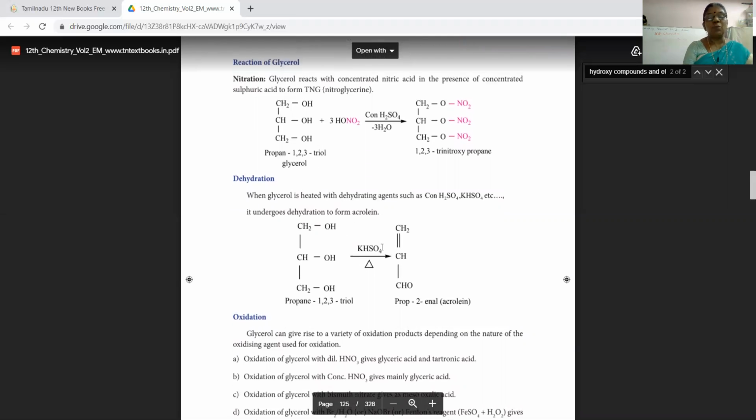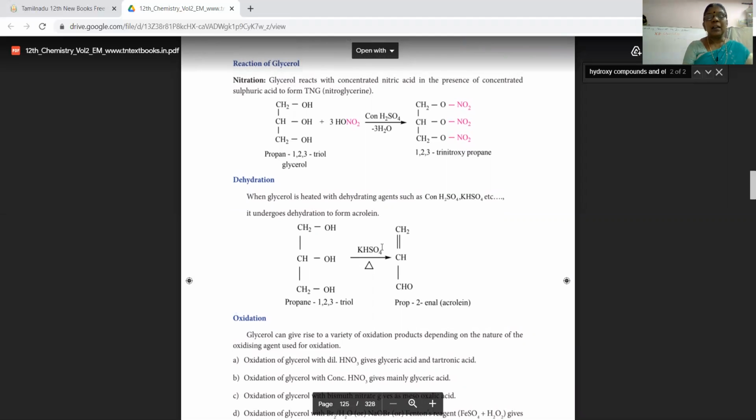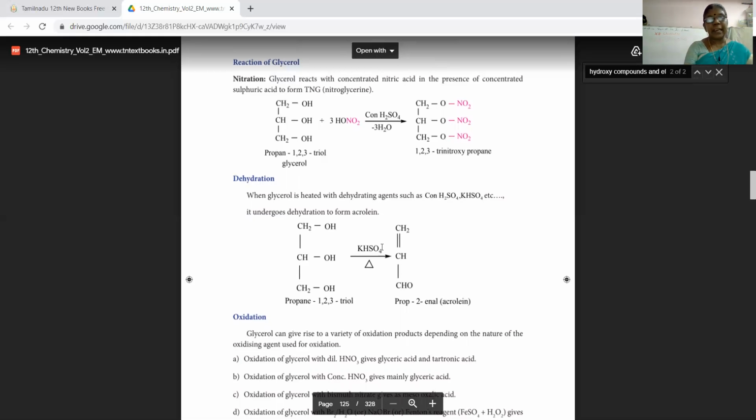Dehydration means removal of water. When glycerol is heated with a dehydrating agent, that is sulfuric acid or KHSO4, those are called dehydrating agents. If it reacts with those dehydrating agents, you will get acrolein, which is also called propenol, that is, it has a double bond as well as an aldehyde group.